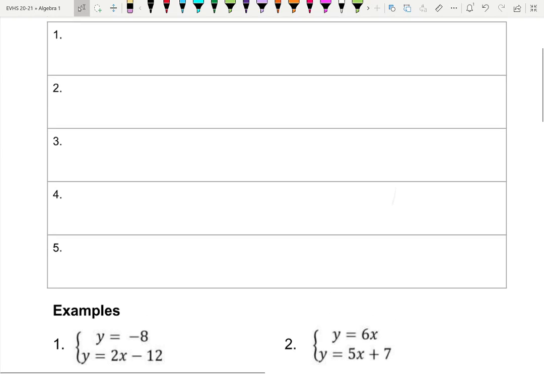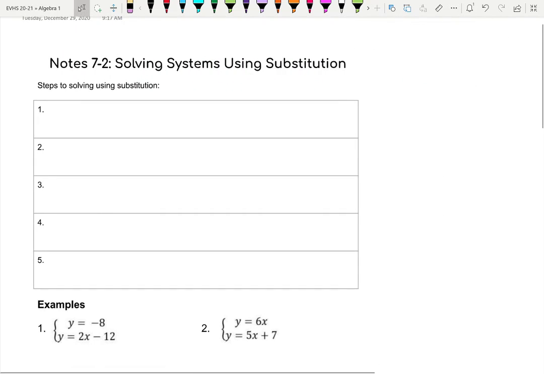Now, when I say solve by substitution, this is our first algebraic method, which basically means we're going to be doing it using pencil and paper and not a graph or a table. And we're going to be using the concept of substitution quite a bit. Now, before we get into that, let's talk about what substitution actually is.